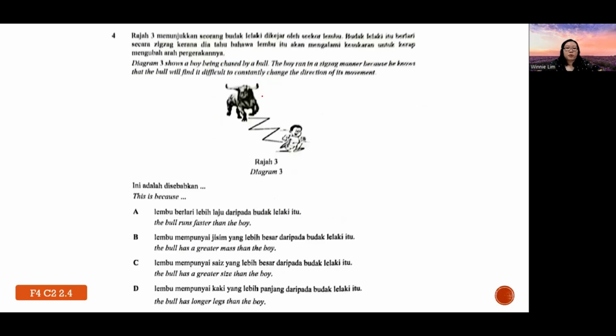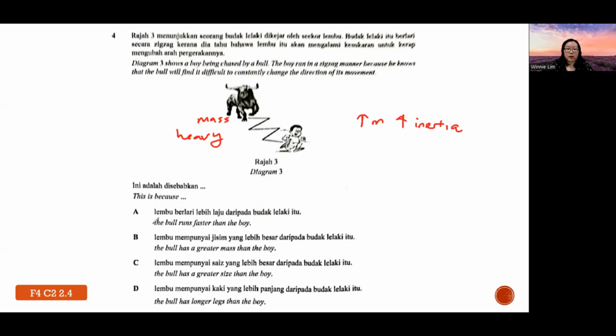Question 4. Diagram 3 shows a boy being chased by a bull, and the boy runs in a zigzag manner because he knows that the bull will find it difficult to constantly change the direction of its movement. Why is it harder for the bull to change direction? Because if you compare the mass, the mass of this bull is heavy. When we relate mass with inertia, the higher the mass, the higher the inertia. That's why it is hard for the bull to change its direction.